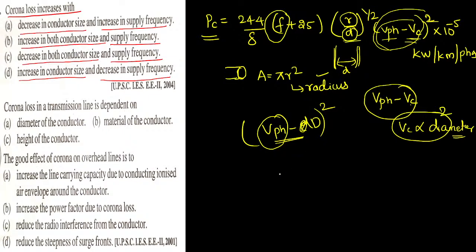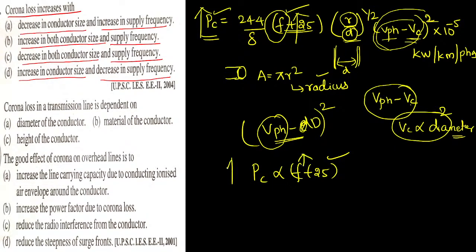இப்போ carefully observe பண்ணி பாத்தீங்க அப்படின்னா first நமக்கு என்ன தெரியும்னா frequency வந்து directly proportional, f plus 25. When we are increasing the frequency, definitely corona loss will increase. There is no doubt, because directly I can say corona loss is directly proportional to f plus 25. So that is directly proportional. When we are increasing the frequency, corona loss will increase. First conclusion.